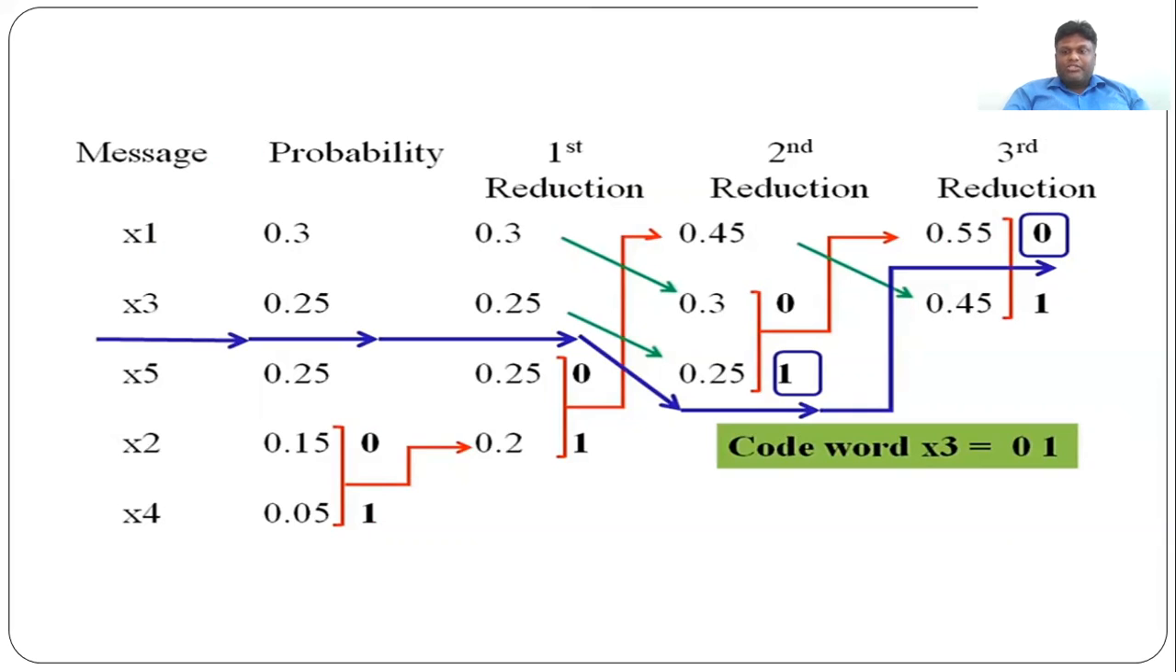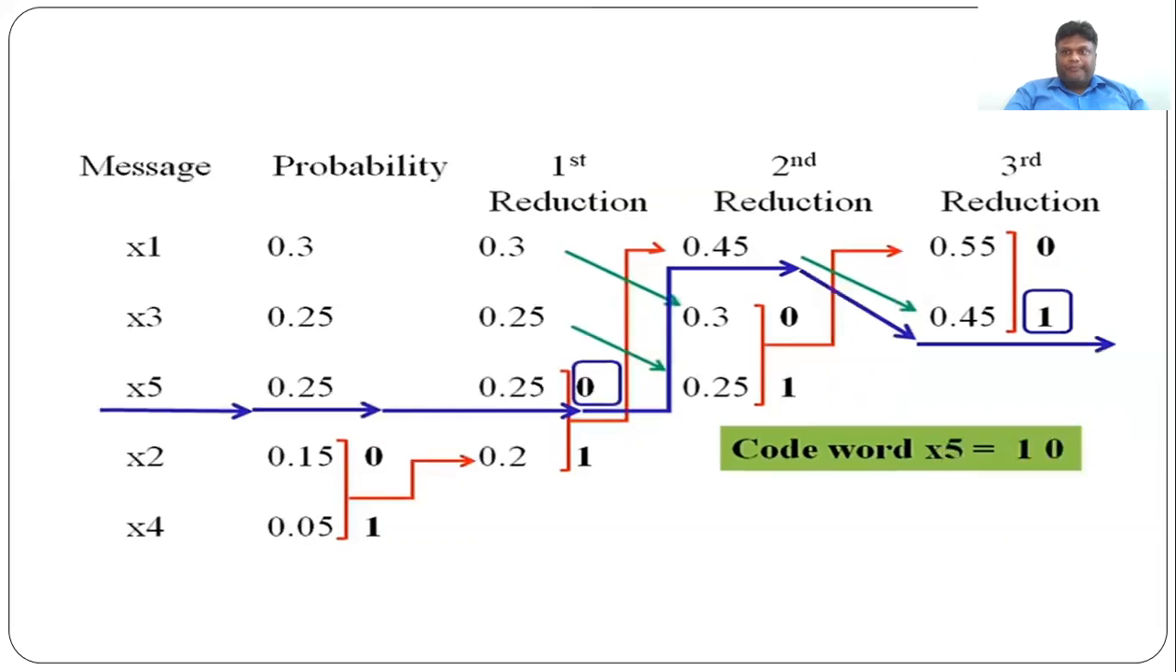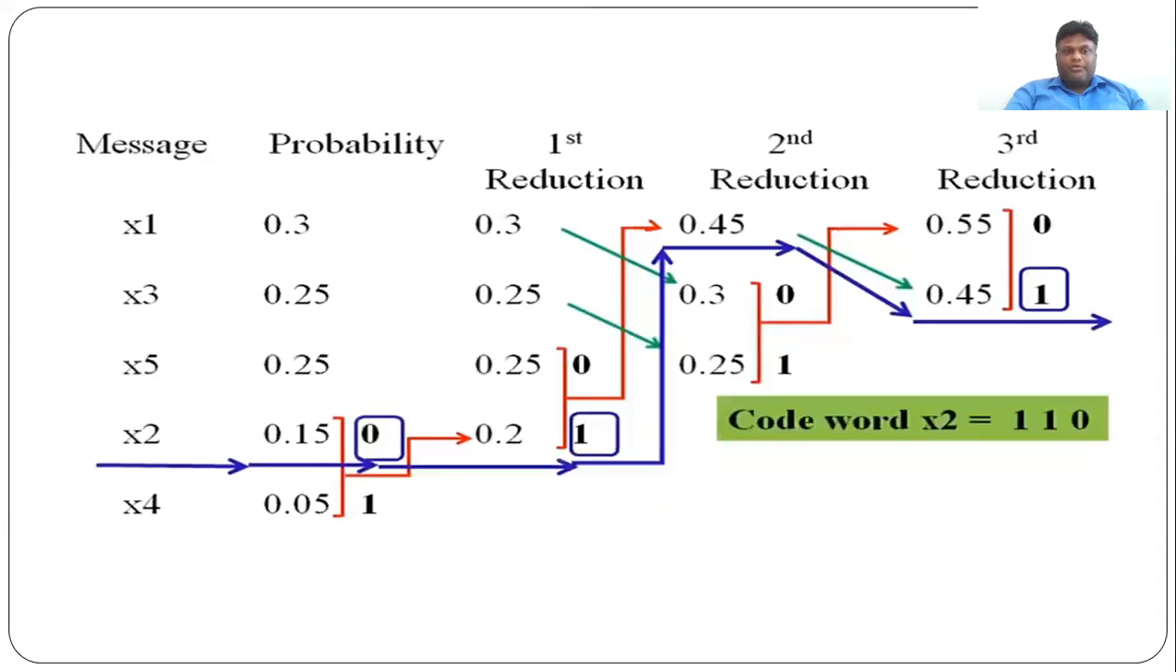Okay. So next you have to write the code word for x5. So you have to trace it using forward approach, and you have to write the code word using the backward approach. So it is 1, 0. Okay. Similarly, you have to do it for x2. Okay. So 0.15 is the corresponding probability of x2. So it has the same position in the first reduction. It goes to the first position in the second reduction and comes to the second position in the third reduction. If you trace the code word using backward approach, you will get 1, 1 and 0.